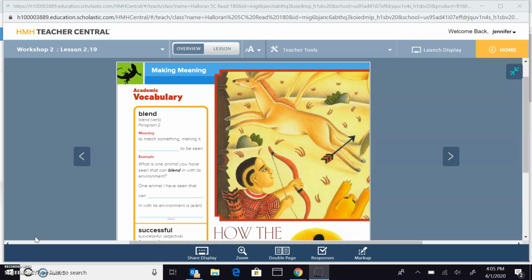So this passage is called How the Leopard Got His Spots, and we're going to look at how the author uses setting details to show when and where the story takes place. So they'll give you details and you have to make an inference about where and when the story is happening.